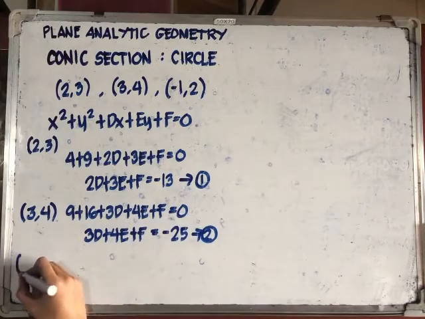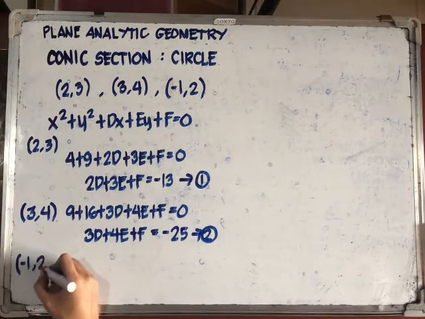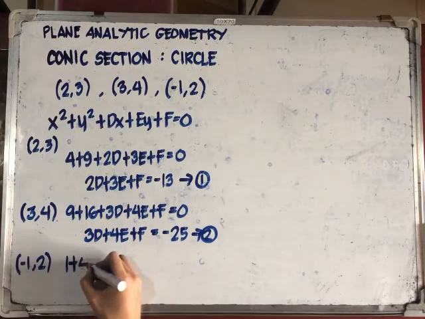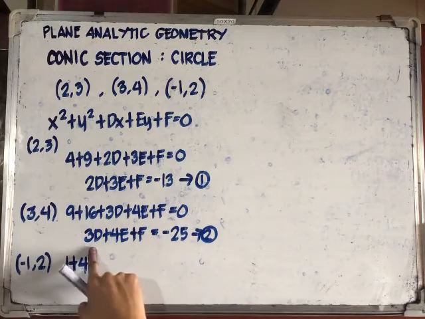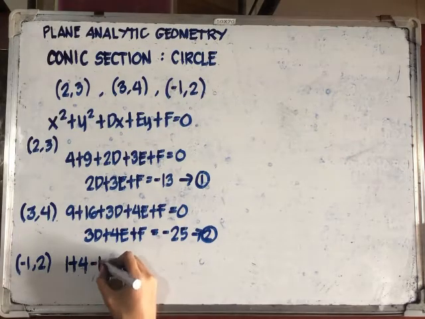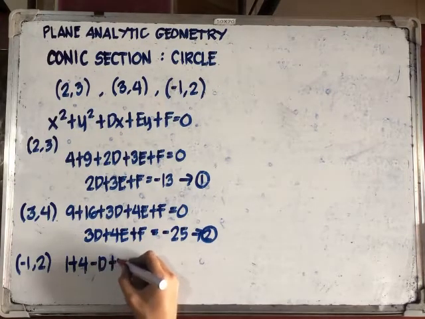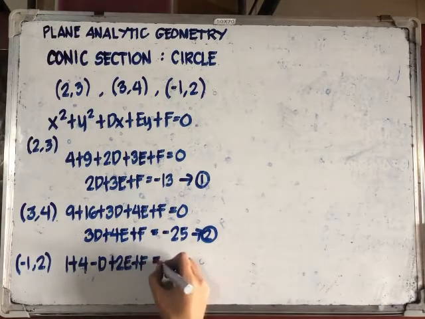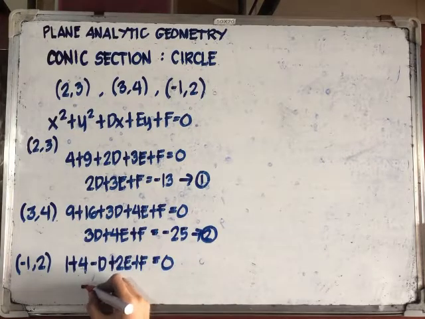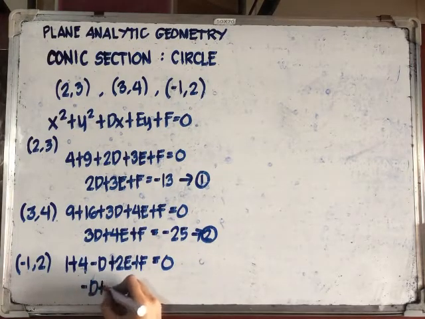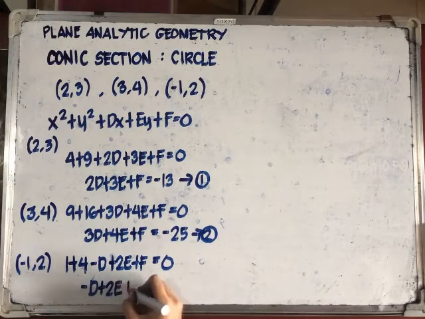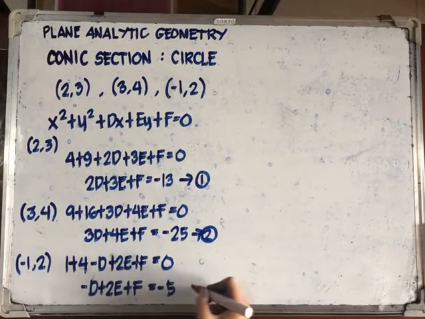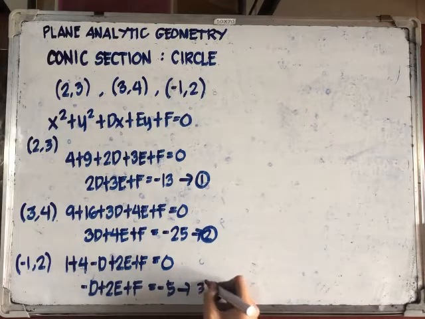And for our equation 3, we have negative 1 and 2. So that would be 1 squared, 1, plus 4, minus D plus 2E plus F is equal to 0. Rearranging, that would be negative D plus 2E plus F is equal to negative 5. That would be your third equation.